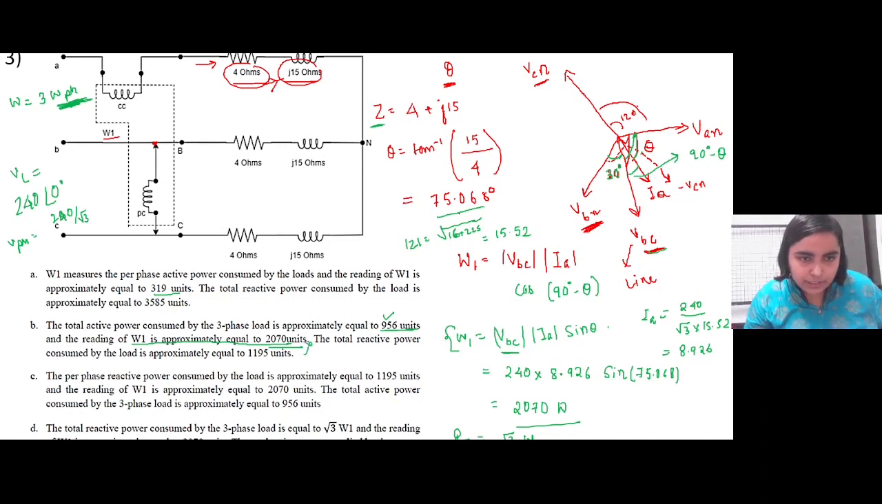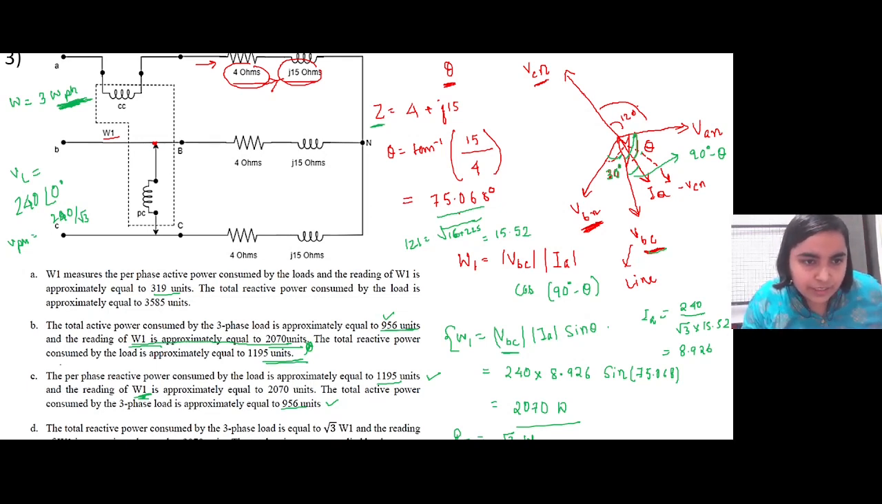The per phase reactive power consumed by the load is this. Per phase is correct. The reading of W1 is approximately 2070. Okay, the reading of W1 is correct in this one also. The total active power consumed by the three-phase load is equal to 956, so active power is correct. In this case, the total reactive power is wrong.